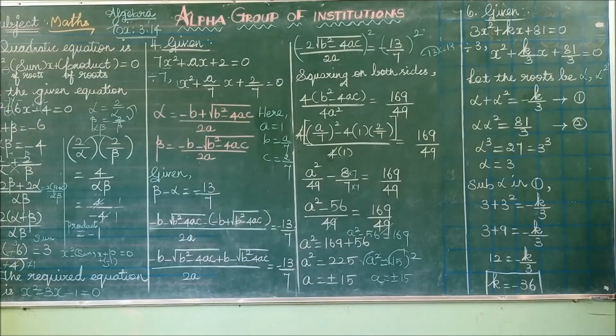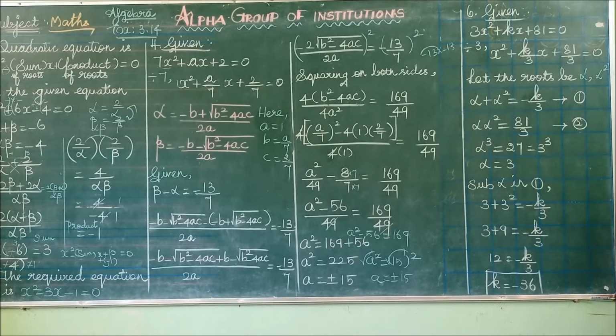Everybody look to page number 122, sixth problem. So what is our sixth problem? If one root of the equation 3x squared plus kx plus 81, which is equal to 0, having real roots, is the square of the other, then find k. One root of the equation is the square of the other.